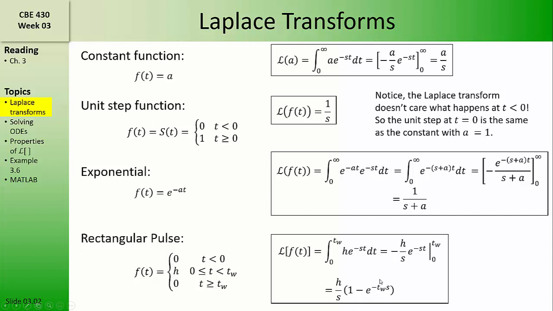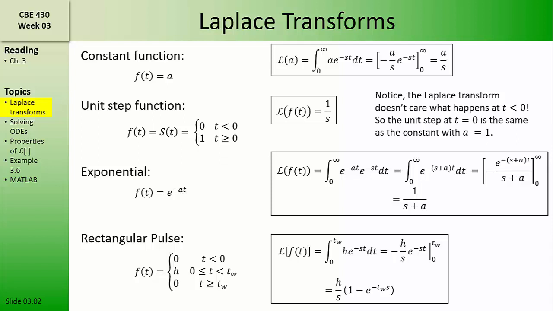Now we know we shouldn't see the variable t in the Laplace domain, so keep in mind that this tw is just a constant parameter. It's the width of the pulse, and it happens to have units of time. That's okay. Tw appears in the Laplace domain expression for the rectangular pulse function.